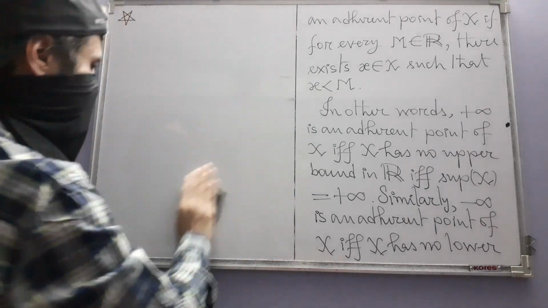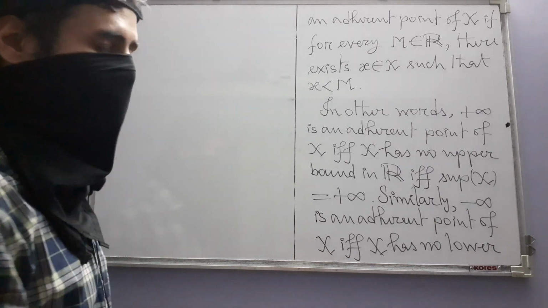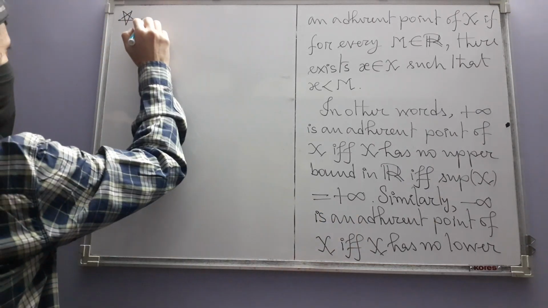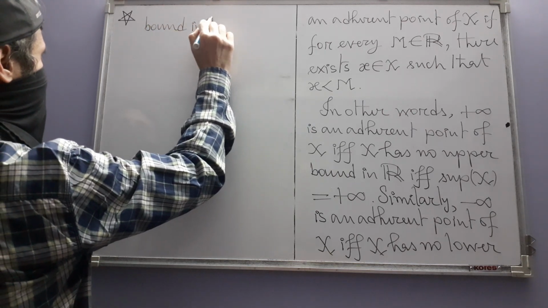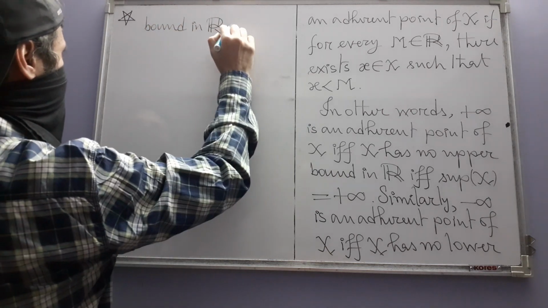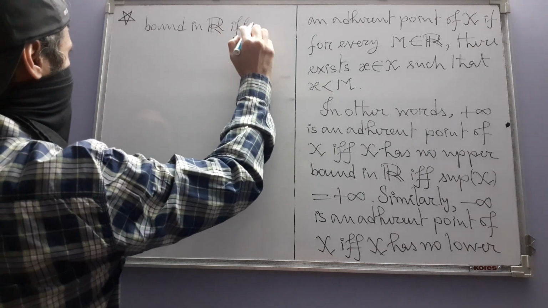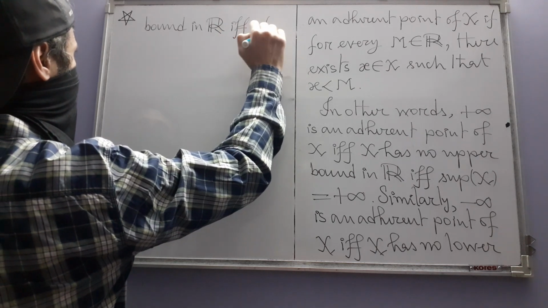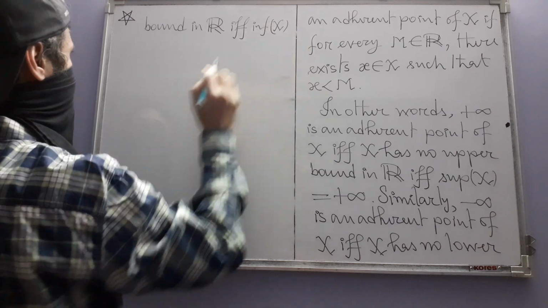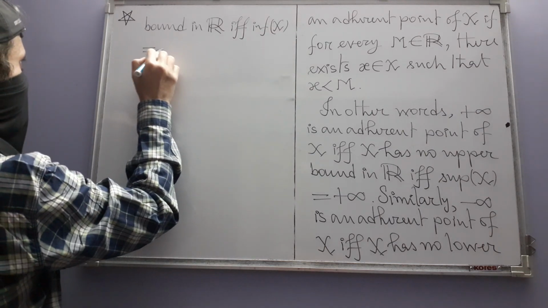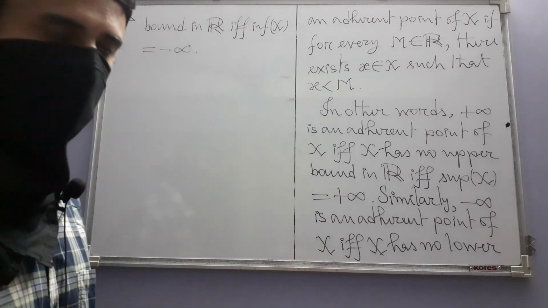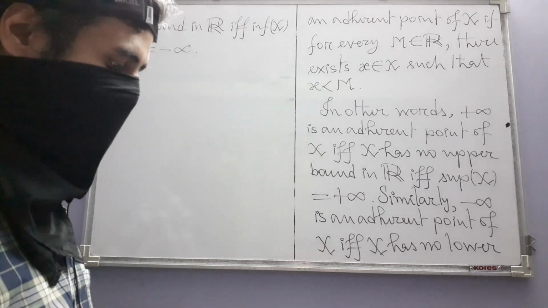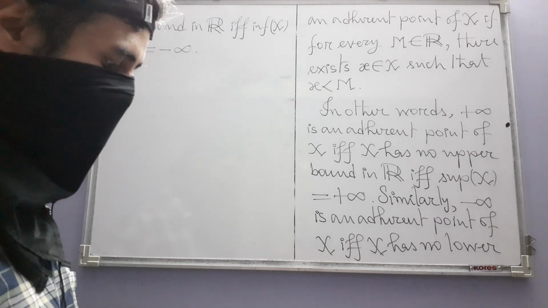Similarly, minus infinity is an adherent point of X if and only if X has no lower bound in R, if and only if the infimum of X is minus infinity. Okay, so these things immediately follow from the definition.